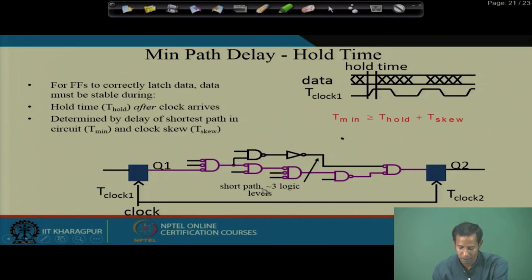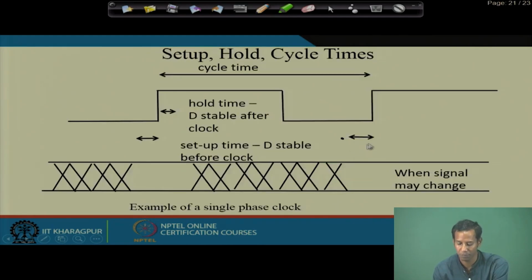So, in this particular case the minimum path is this one, where it has only passed these 3 logic levels. This is the shortest path, which comes with this T minimum computation. If I take the example of a single phase clock, this is the time requirement for the setup and this is the time requirement for the hold, and from this edge to the next edge is the cycle time.